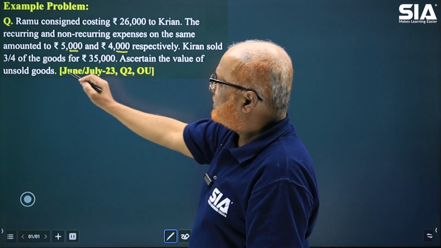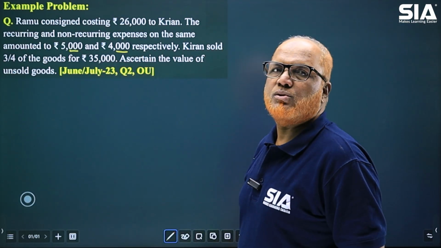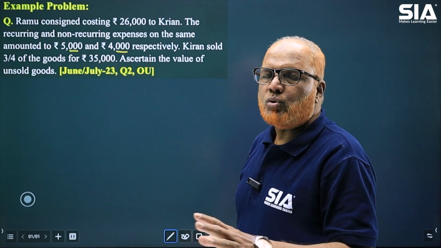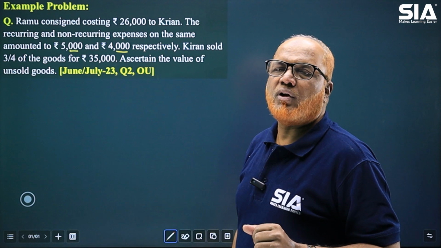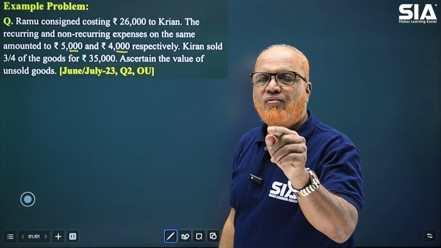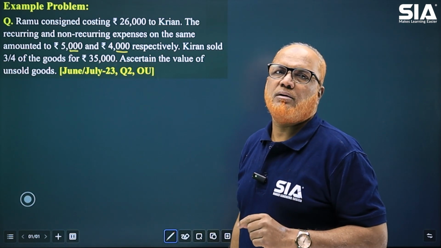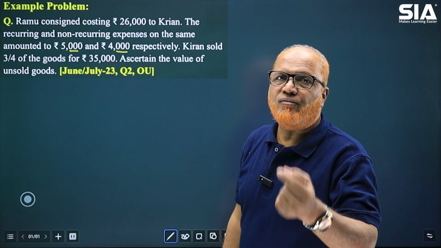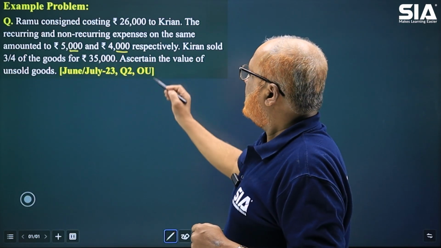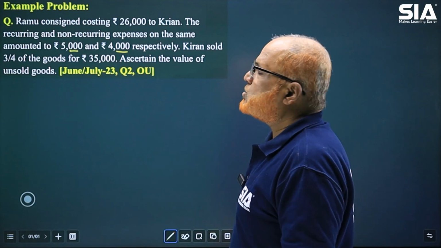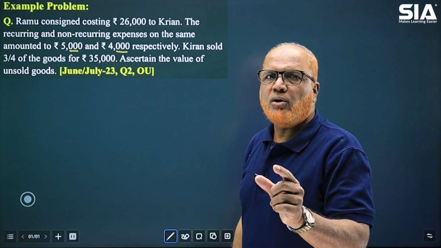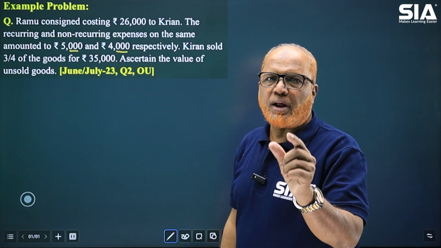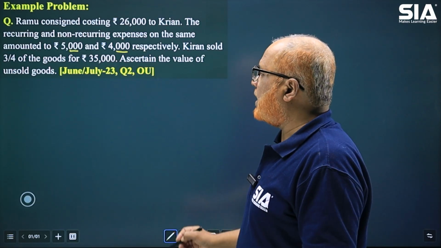Kiran sold 3/4 of the goods for 35,000. Out of the total goods, 3/4 of the goods are sold. So what does it mean? 1/4 is remaining unsold. So we have to find out 1/4 of the goods. Ascertain the value of unsold stock. It's so simple. So we should include the cost price of 1/4 of the goods unsold.